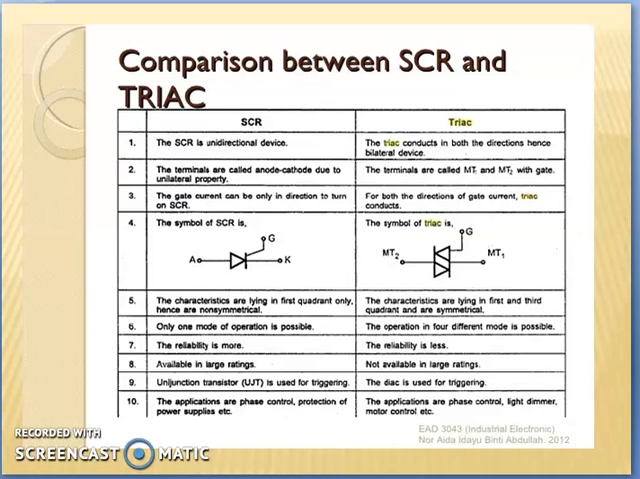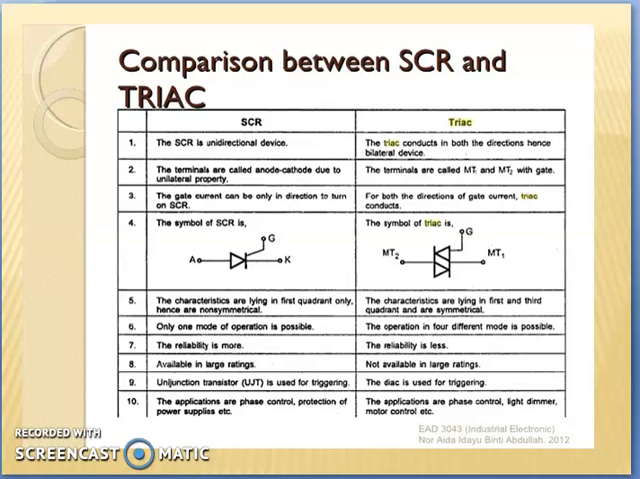In the fourth point, you can see the comparison between the symbols. The fifth one: the characteristics of SCR lie only in the first quadrant, whereas the triac characteristics are similar and lie in the first and the third quadrants. In SCR only one mode of operation is possible, whereas in triac operation in 4 different modes is possible. SCR is more reliable, whereas the triac is less reliable because its power handling capacity is less. Then the next comparison: SCR is available in large ratings, whereas triac is not available in large ratings.